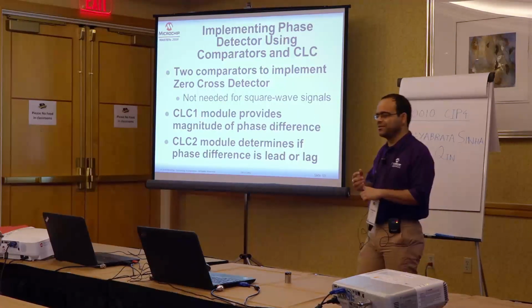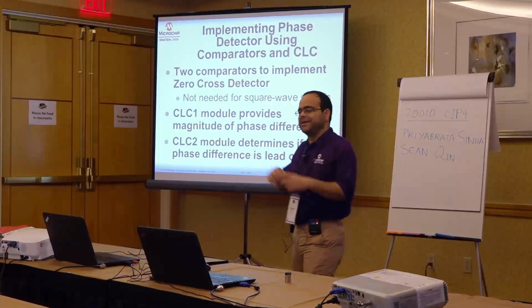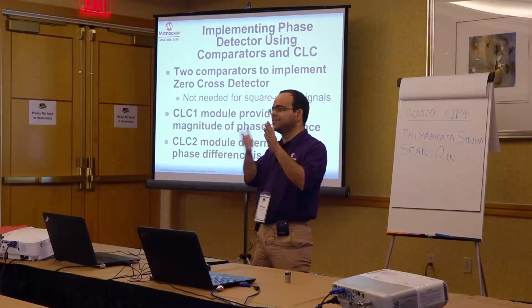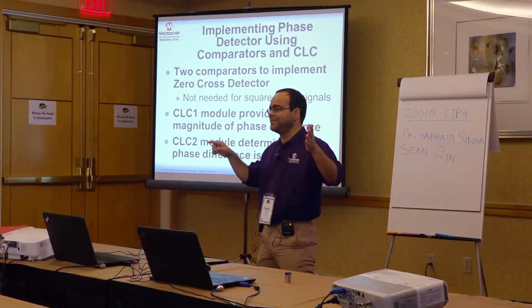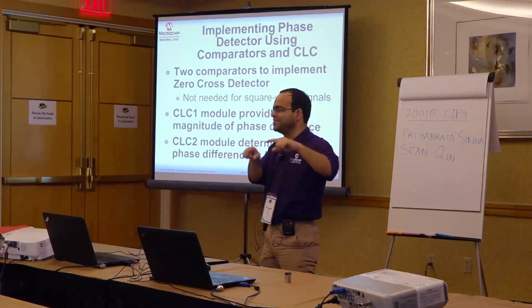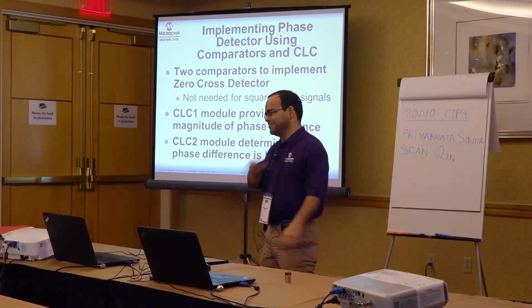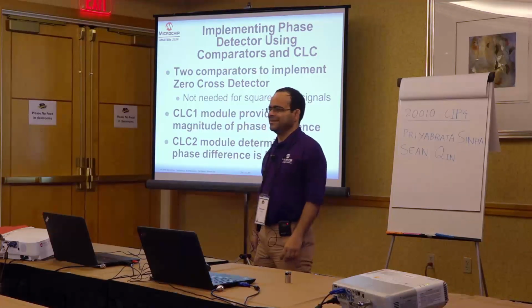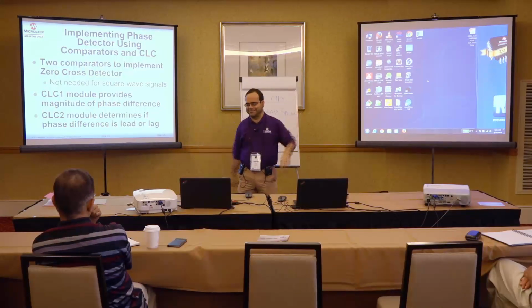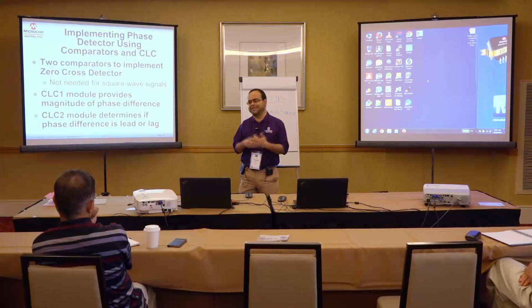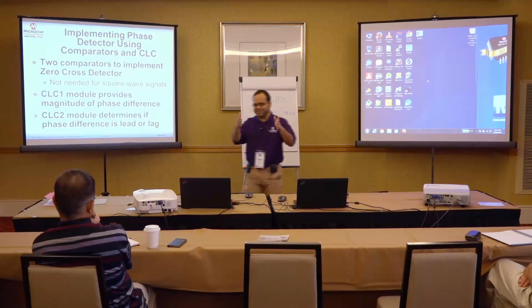The first CLC module is only used to generate a pulse that would be proportional to the phase difference between those two signals. So, if they are completely in phase, or if you provide the same signal to both inputs, it would be a completely low signal. If they are 180° out of phase, then it would be a high signal at the CLC1 output, or if it is some other phase in between, let us say a 90° phase shift, it would be almost a 50% duty cycle.